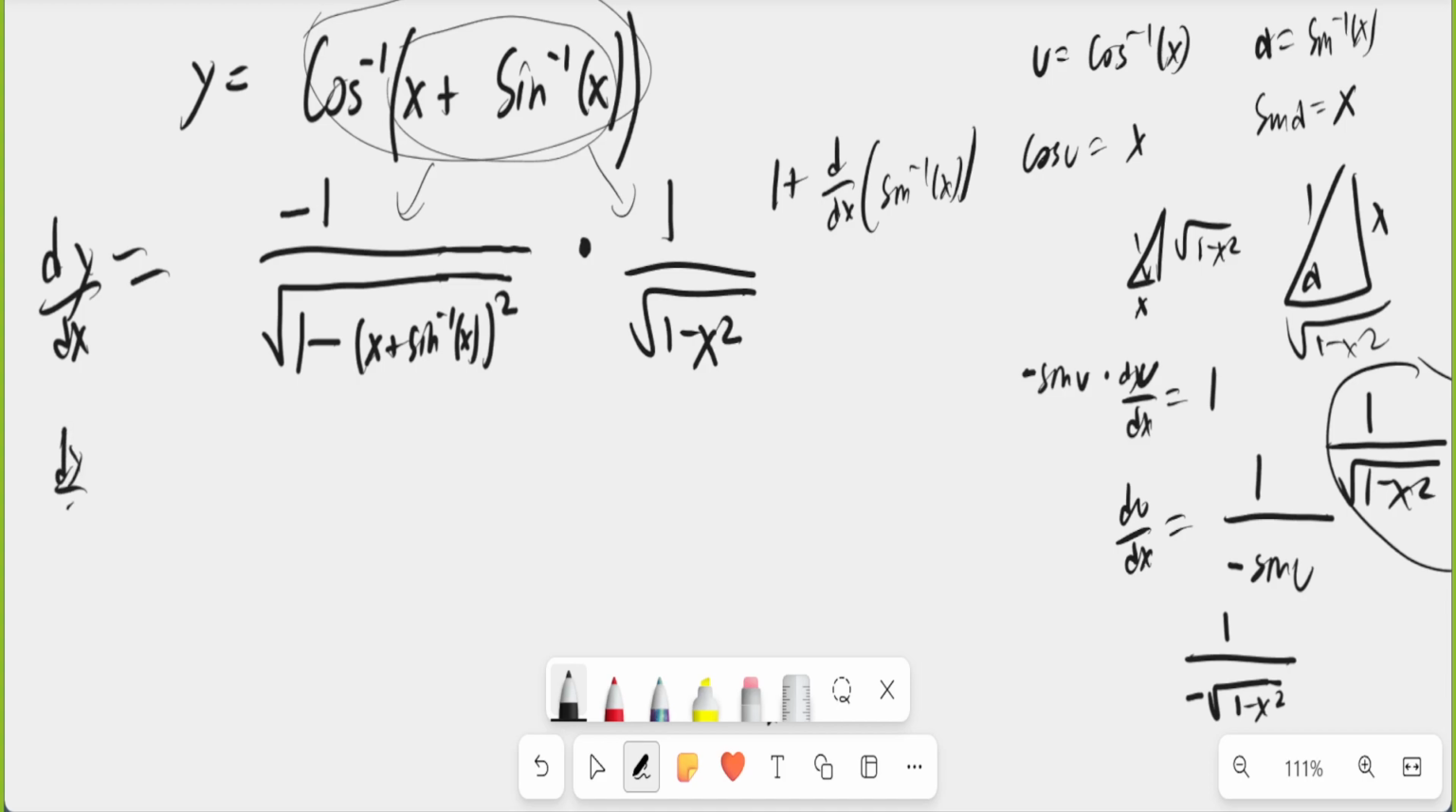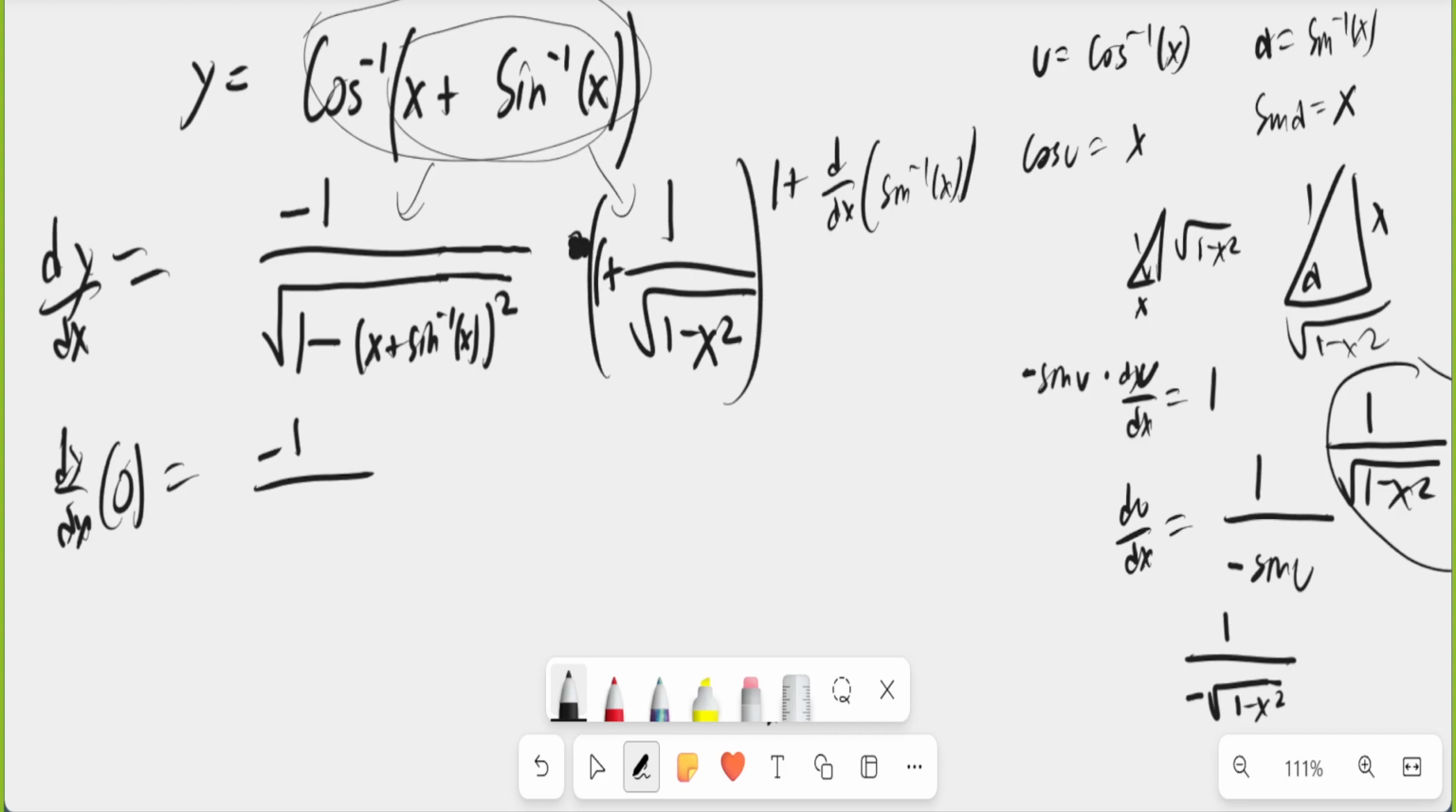So dy dx of 0 is negative 1. I think you forgot the 1 plus the 1 for like the derivative of x. Oh, shoot. Yeah, I did. Dang. Okay, there. Okay, so that's what it is.